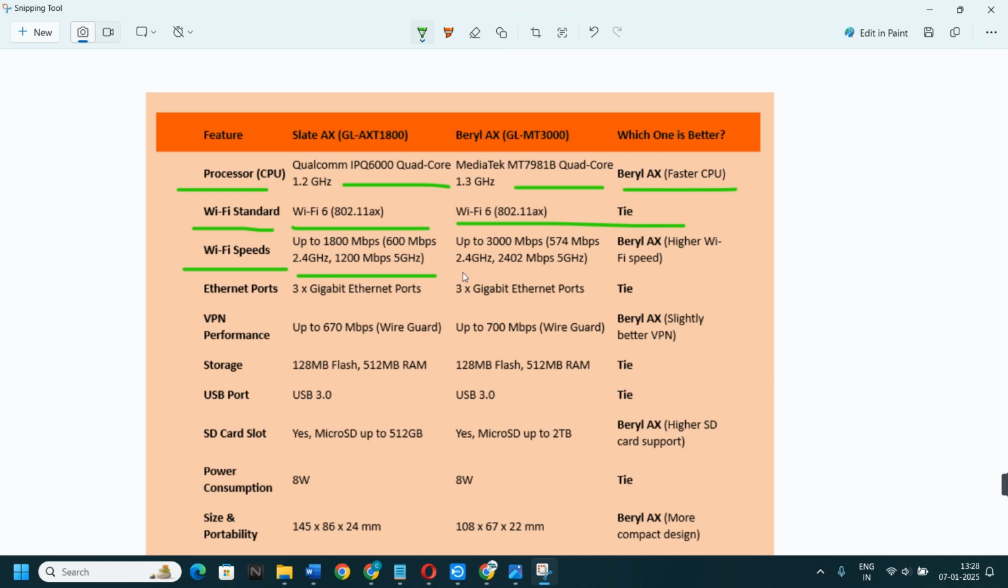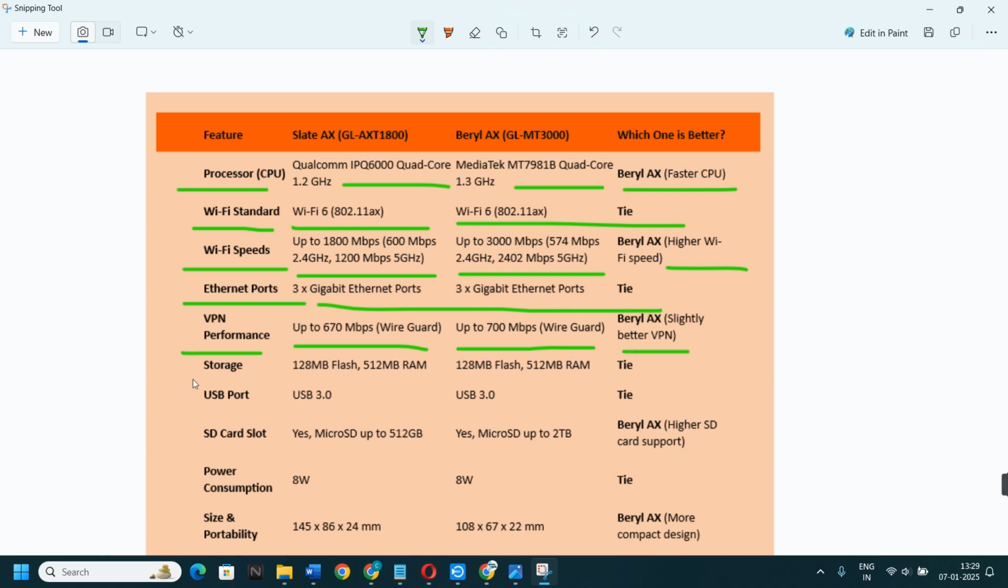Now let's look at the Ethernet ports. In Slate, 3x gigabit Ethernet ports are available, and it is also available on Beryl, so both are equal. Now let's look at the VPN performance. In Slate, up to 640 Mbps WireGuard is available, and in Beryl, up to 700 Mbps WireGuard is available, so Beryl is better. Now let's look at the storage. Slate provided storage of 128 MB flash, 512 MB RAM, and it is also provided by Beryl, so both are equal.